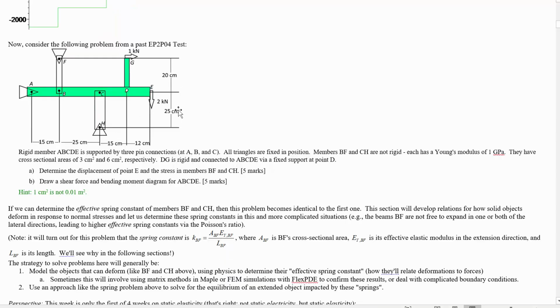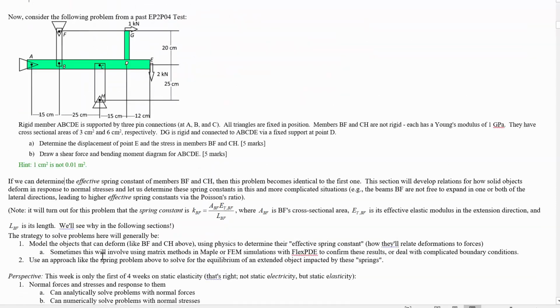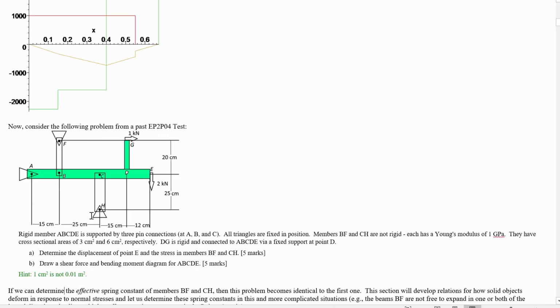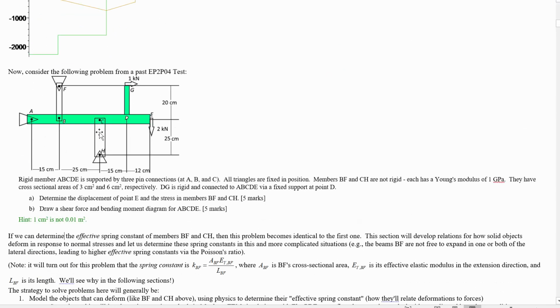So what we're going to be looking at this week is how to solve a problem like this, which is going to be solved in a couple of steps. One, we're going to be solving the problem of using information from physics and kind of like material stuff that you did a bit in first year to determine what the effective spring constant is for a beam like this, right?